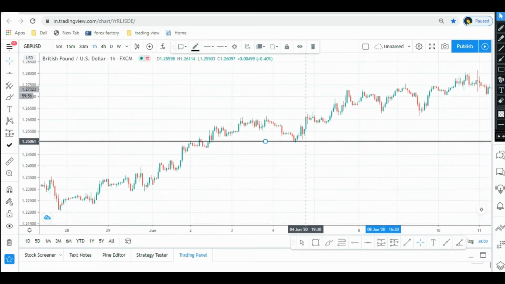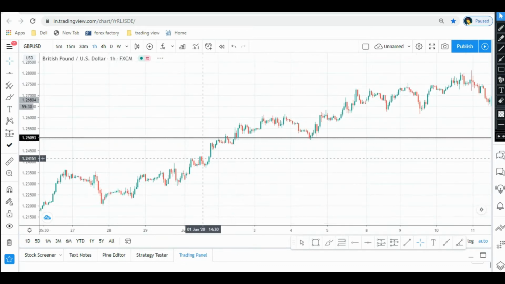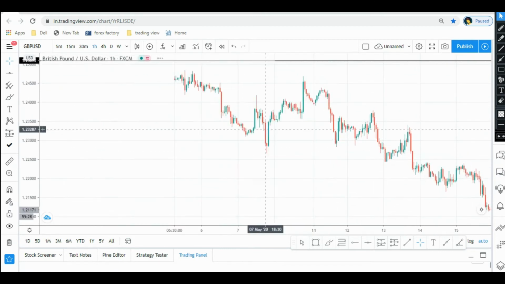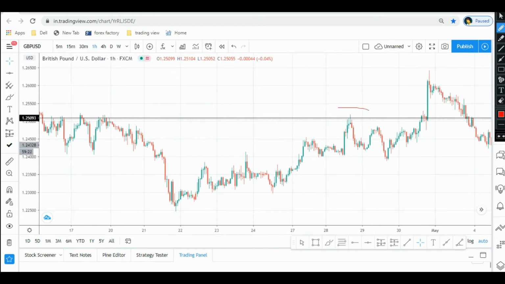This particular area is acting as a resistance, and just next to that, as you can see, this particular area is acting as a support. So this area is now a resistance zone. This is the first confirmation that this area is resistance. So I have to go backward and find out anything like that. You see this area acting as a resistance, here also.